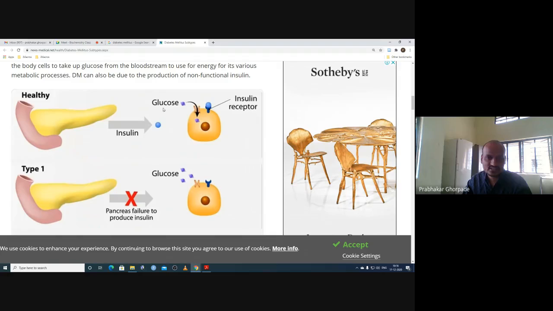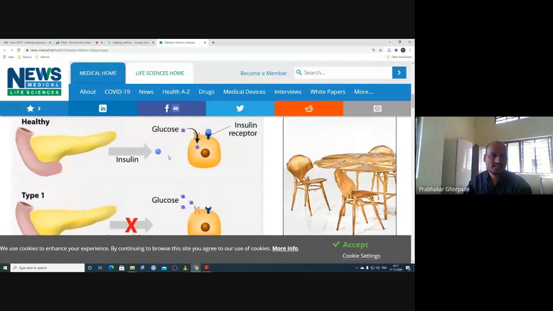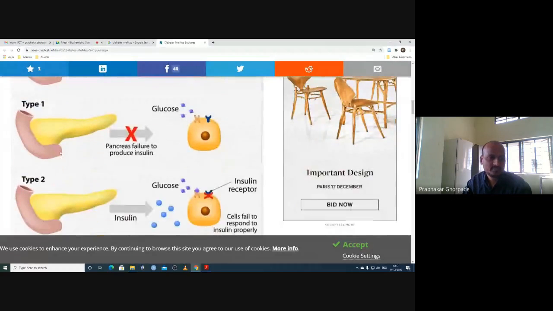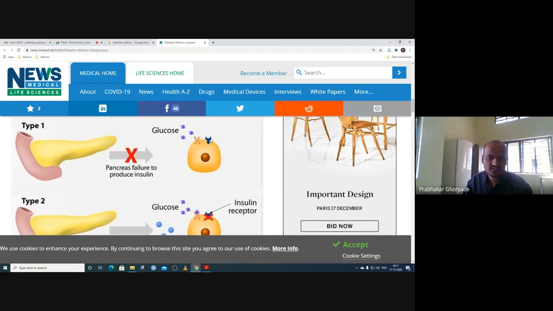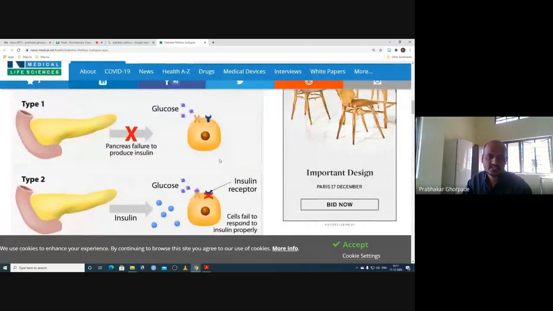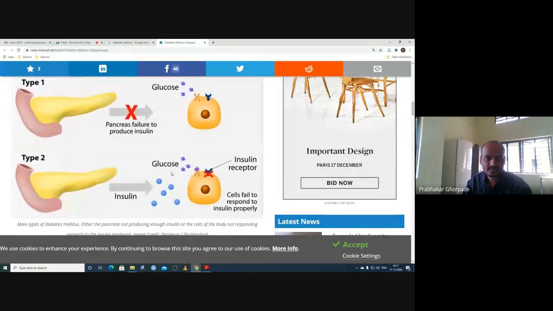This yellow one is the pancreas. Once the blue insulin molecule attaches to the insulin receptor, the glucose gets entry inside the cell. This is what we expect in a normal healthy individual. In type 1 diabetes, insulin cannot be secreted from the pancreas, so there is pancreatic failure to produce insulin. The insulin receptor doesn't get insulin, so the glucose cannot get entry inside the cell. So we get energy deficiency here.